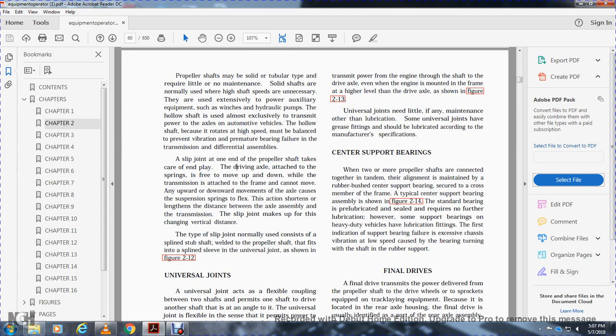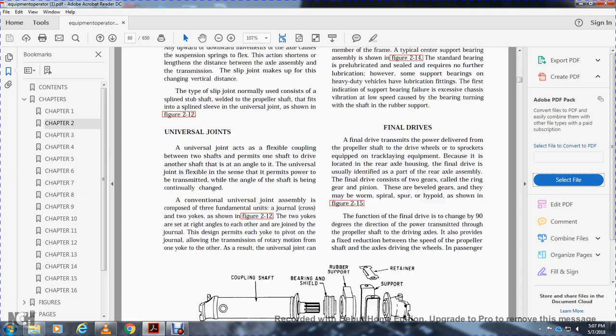The slip joint. At one end of the propeller shaft, the slip joint takes care of the end of the driving axle. The transmission is attached to the frame and cannot move, while the axle, coupled with the suspension spring, moves upward and downward. This action shortens and lengthens the distance between the axle assembly and the transmission. The slip joint makes up the change in vertical distance. The type of slip joint normally used consists of a spline stub shaft welded on the propeller shaft, which fits the spline shaft sleeve of the universal joint, as shown in figure 212.